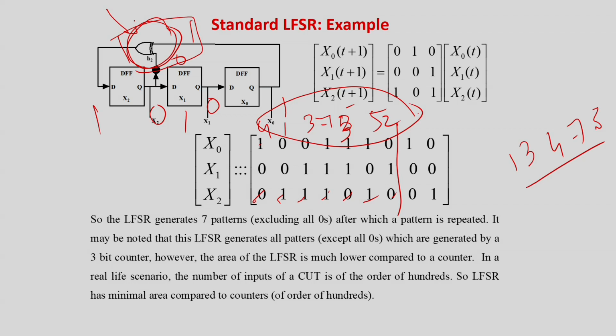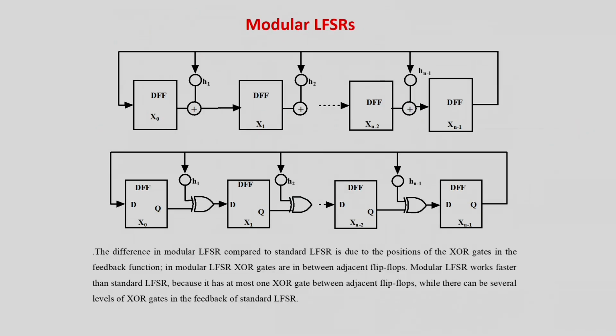But if you are going to generate a predefined sequence, this combinational cloud is going to be quite high. So that is the big gain for LFSRs in BIST: even if it is a large number of bits, the number of XOR gates will be very small. So that is the boon.